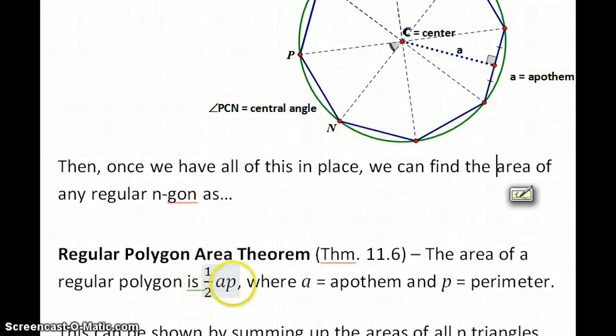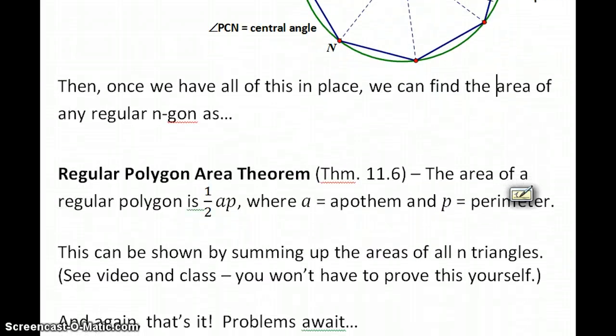So it's kind of like half base times height, where the base is one of these things. The height of the triangle is the apothem, you can see there. If I add up a bunch of those, the bases combine, and really what I'm talking about is the whole perimeter. So the area of the whole polygon is just half AP, half times apothem times perimeter.